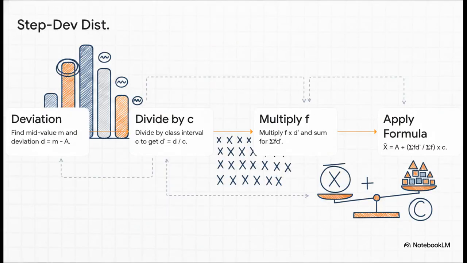And if you use the step deviation trick for continuous distributions, there's a built-in advantage. That common factor c naturally becomes the size of your class interval. In our previous age table, the interval was 10. So you divide your deviations by 10, work with those tiny, single-digit numbers, and then multiply by 10 at the end. It keeps the math wonderfully balanced and incredibly fast.